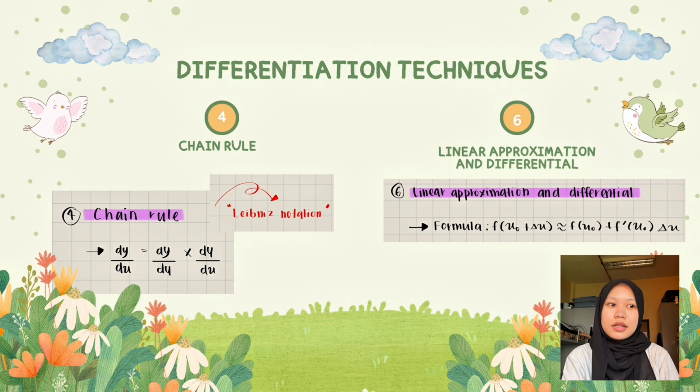And lastly is linear approximation and differentiation. The formula would be f at x0 plus change in x approximately equals f at x0 plus f prime at x0 multiplied by change in x.